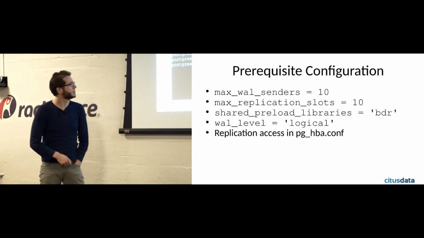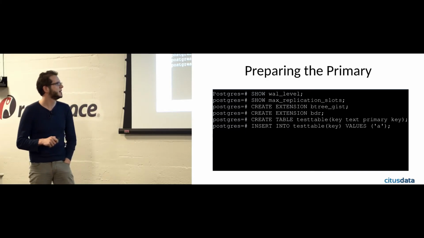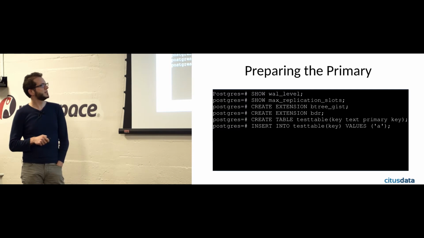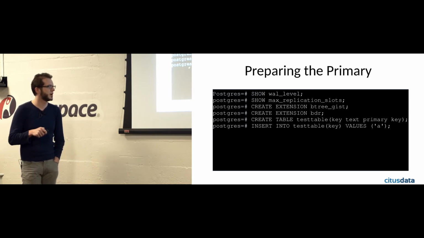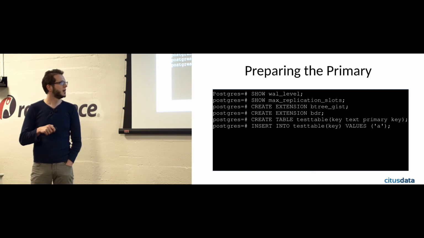So just as a preparation, we just can make sure that the wal_level is set accurately, that replication slots are set, and so on and so on. And then those are the important parts. We want to create the extension BDR, because BDR can be managed completely from SQL. And so we have an extension that has all that knowledge.